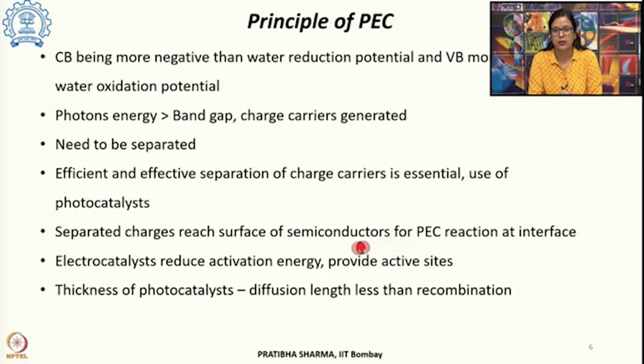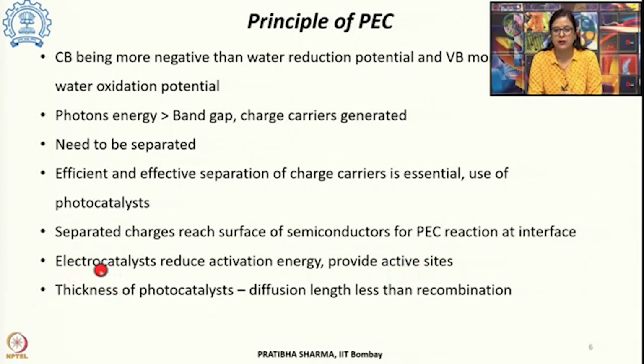Now the role of these electrocatalysts or photoelectrocatalysts is to reduce the activation energy, because we know that water splitting has a very high activation energy. It also provides the required active site where the electrochemical reaction could take place.